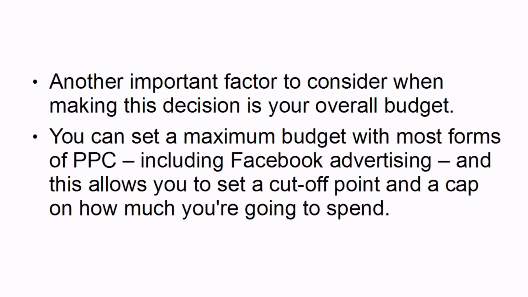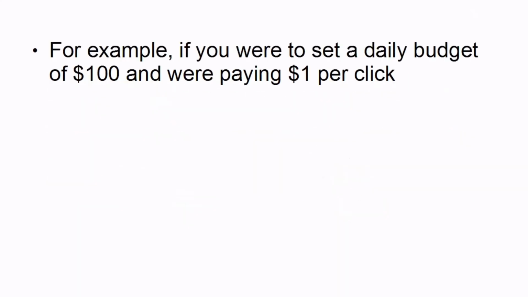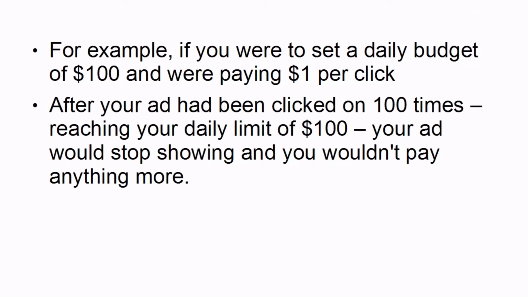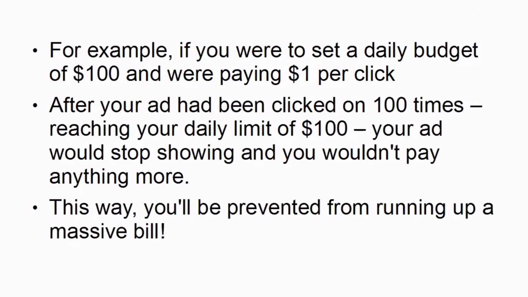You can set a maximum budget with most forms of PPC, including Facebook advertising. And this allows you to set a cutoff point and a cap on how much you're going to spend. So, for example, if you were to set a daily budget of $100 and you were paying $1 per click, after your ad had been clicked on 100 times, reaching your daily limit of $100, your ad would stop showing and you wouldn't pay anything more. And this way, you'll be prevented from running up a massive bill.